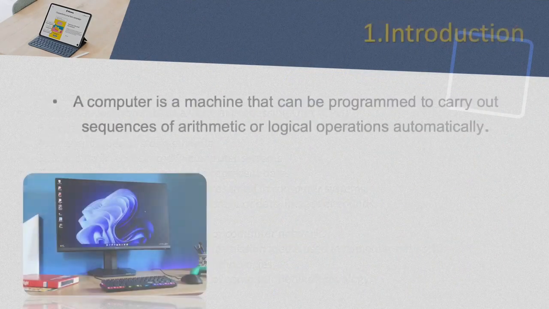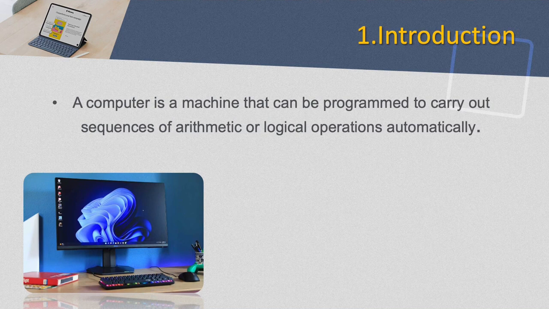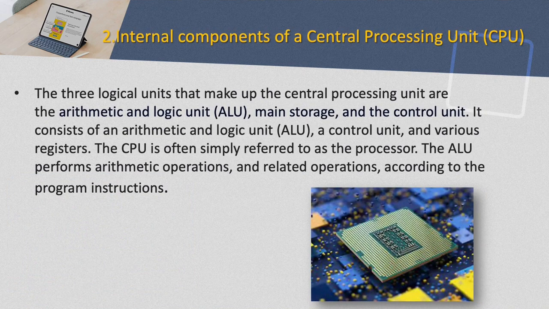A computer is a machine that can be programmed to carry out sequences of arithmetic or logical operations automatically. The three logical units that make up the central processing unit are the arithmetic and logic unit, ALU, main storage, and the control unit. It consists of an arithmetic and logic unit, a control unit, and various registers. The CPU is often simply referred to as the processor.